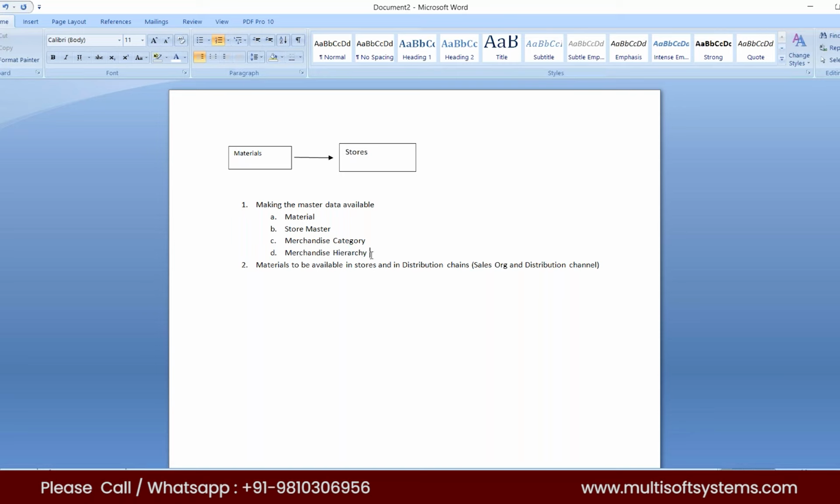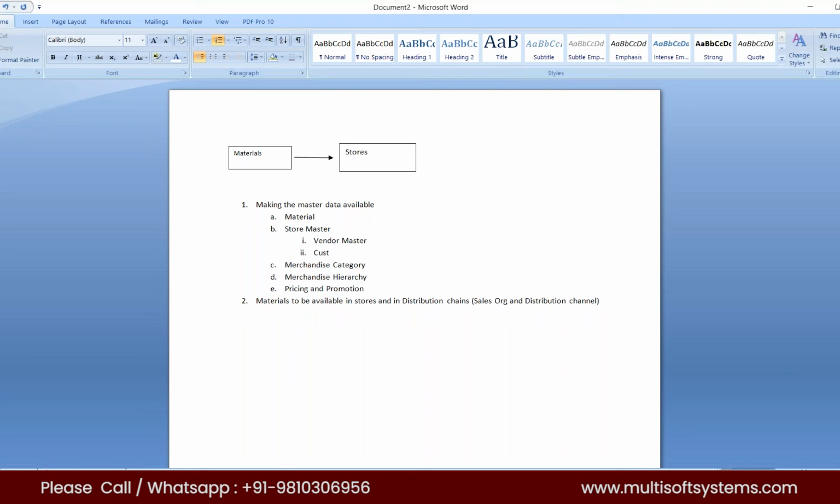Not everyone uses the hierarchy concept, but it is important to know that it is available. And pricing and promotion is also master data in IS Retail. These are the major master data that we will always be dealing with. Store master data, as I told you even in the first session, always comprises the vendor master data as well as the customer master data. So whenever we speak about stores, we are always talking about three different objects: one is the customer, second is the vendor, and third is the store master as it is. These are the basic master data that we will have to know when dealing with IS Retail processes.